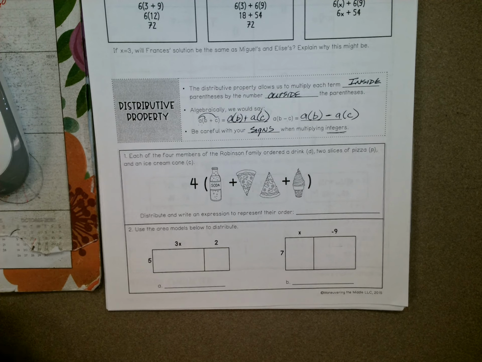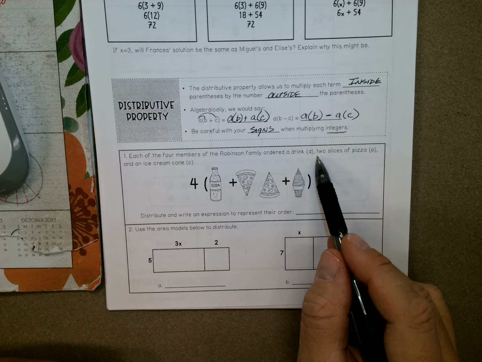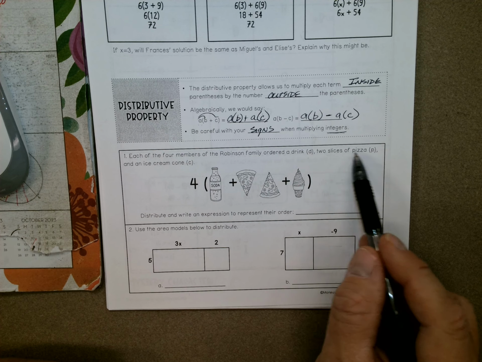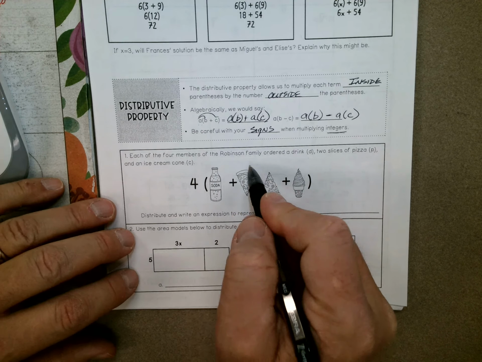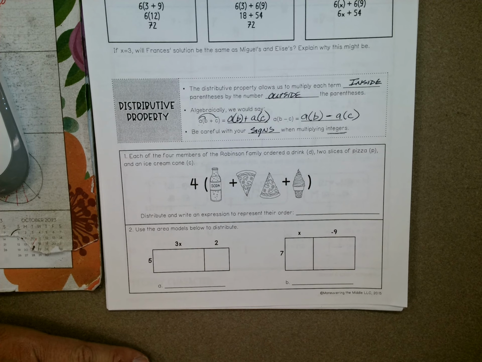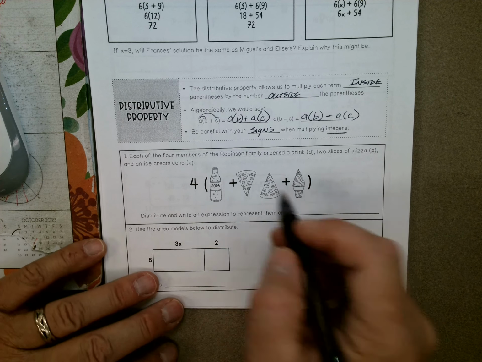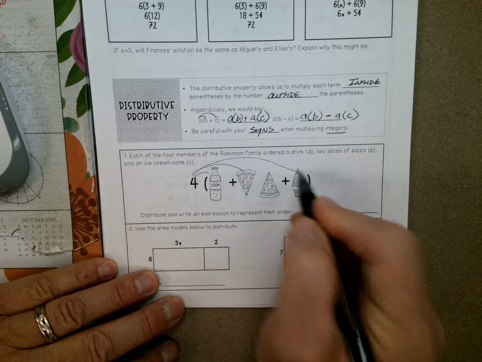Each of the four members of the Robinson family ordered a drink. D is drink, two slices of pizza is P, and ice cream cone is C. Okay, so they ordered two slices of pizza. All right, so there they are. So how can I show this? Well, if there's two slices, I can just kind of distribute this through like so.